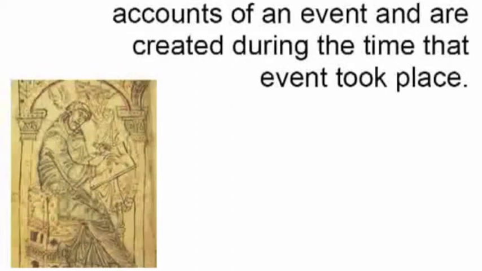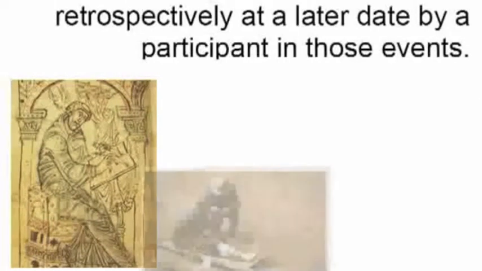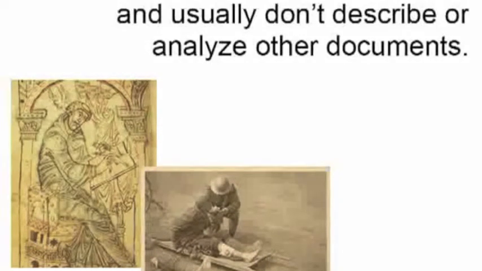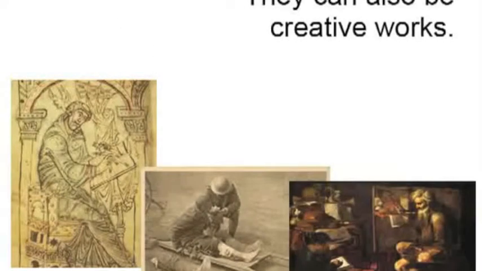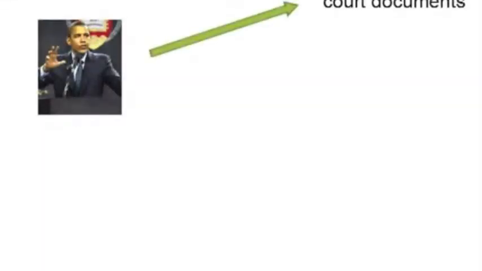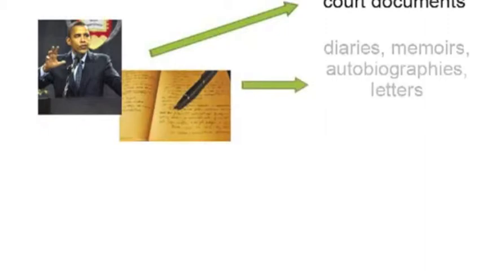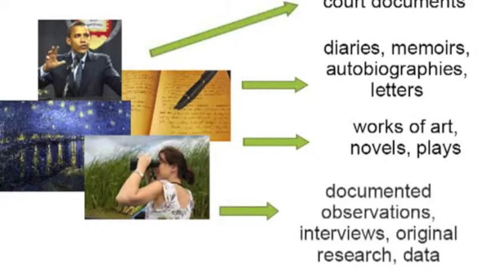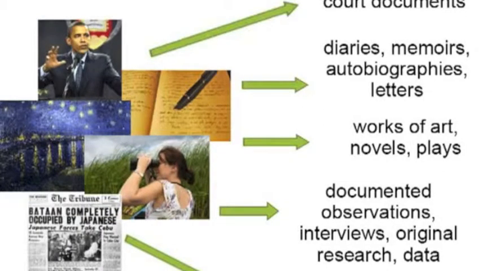Primary sources are first-hand accounts of an event and are created during the time that event took place. They can also be created retrospectively at a later date by a participant in those events. They are original documents and usually don't describe or analyze other documents. They can also be creative works. Some examples of primary sources are speeches, laws, and court documents, diaries, memoirs, autobiographies, and letters, works of art, novels, and plays, documented observations, interviews, original research, and data, and historical newspapers.